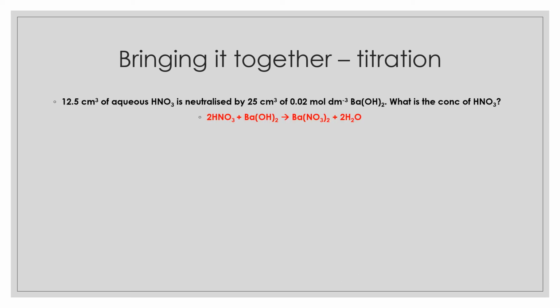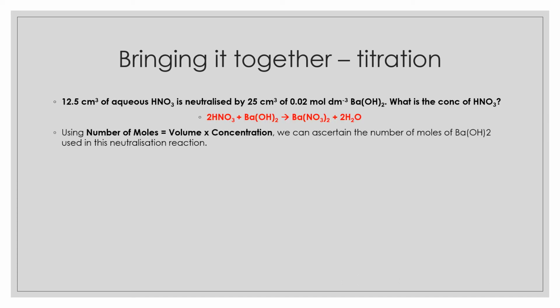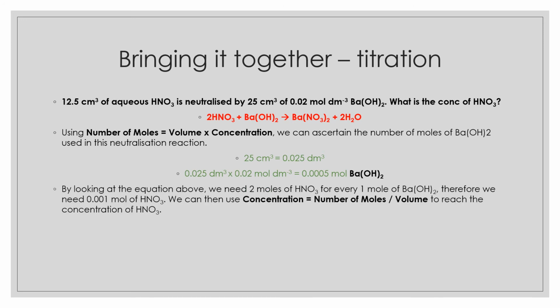Now that we have this equation, we need to figure out how many moles of barium hydroxide we used. 25 cm³ equals 0.025 dm³. If we multiply that by the concentration, we come to an answer that 0.0005 moles of barium hydroxide have been used. Now we go back to the equation. We can see that for every 1 barium hydroxide we use 2 nitric acid. So for the base we neutralized, we need twice the number of moles of nitric acid to moles of barium hydroxide. Therefore, we can say that we had 0.001 moles nitric acid that we used.